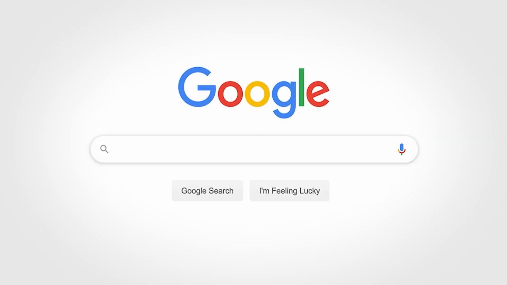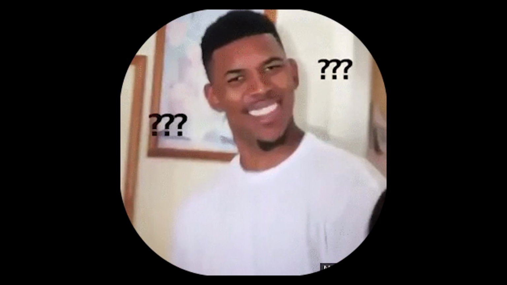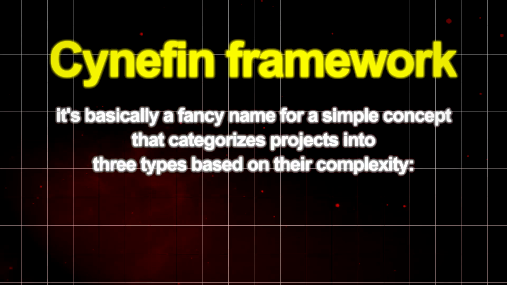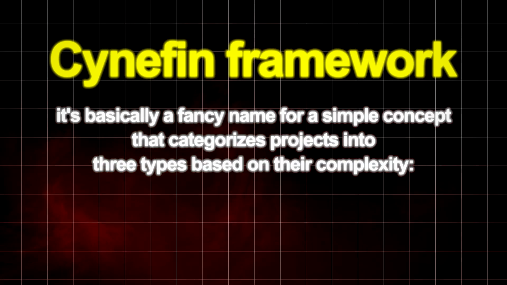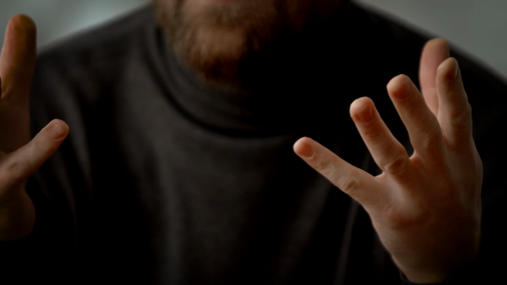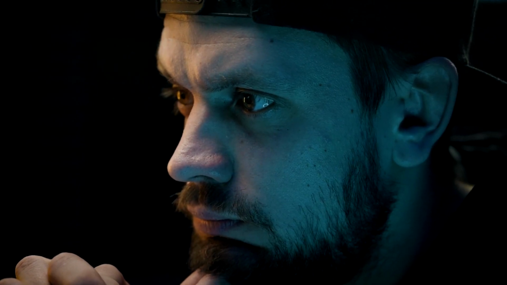Let me introduce you to something called the Cynefin framework. If you haven't heard of this term before, it's basically a fancy name for a simple concept that categorizes projects into three types based on their complexity: known, knowable, and complex. Understanding these categories is going to be incredibly helpful to come up with better estimates.